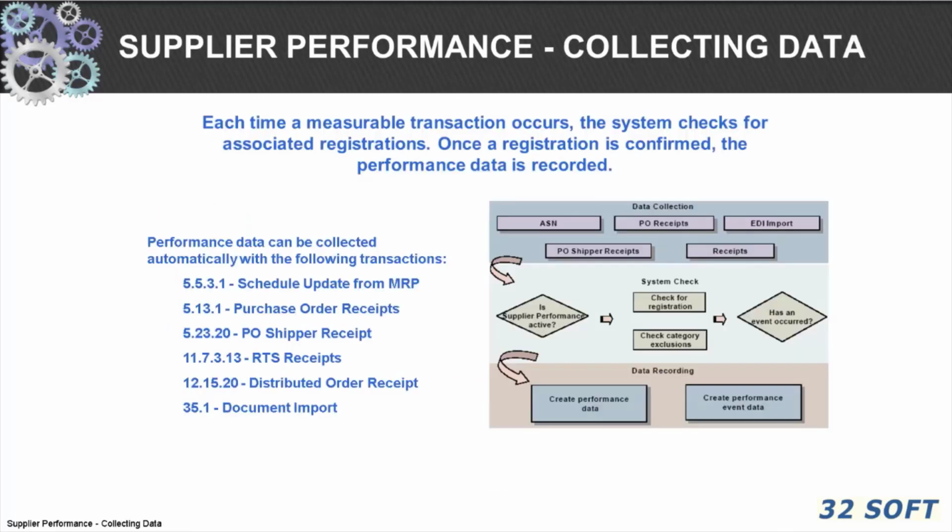Each time a measurable transaction occurs, the system checks for associated registrations. Once a registration is confirmed, the performance data is recorded. Performance data can be collected automatically with the following transactions: 5.5 schedule update, 5.1.13.1 purchase order receipt, 5.23.20 PO ship receipt, 11.7.3.13 RTS receipt, 12.15.20 distributed order receipt, and 35.1 document input.